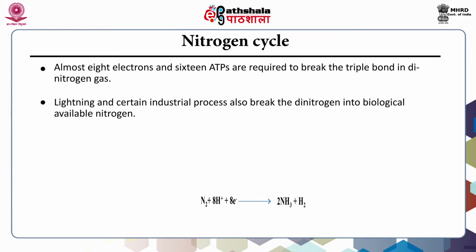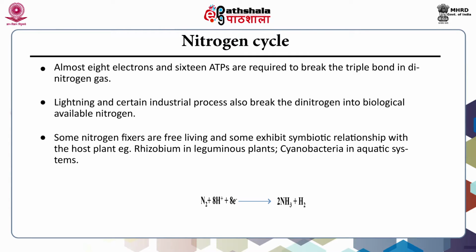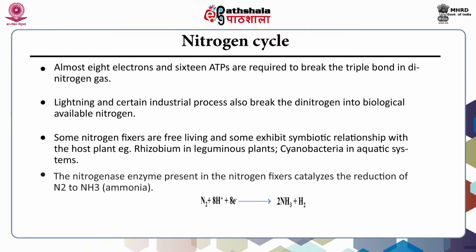Now, this can be done by lightning. Lightning can break this triple bond, and certain industrial processes can also break the triple bond and convert it into biologically available nitrogen. As I mentioned, nitrogen fixers are free living bacteria and they exist in symbiotic relationship with the host plant. For example, rhizobium, which is present in the root nodules of leguminous plants, can fix molecular nitrogen. Cyanobacteria can also do that, which are generally present in aquatic systems. The nitrogenase enzyme, which is present in the nitrogen fixers, catalyzes the reduction of molecular nitrogen to ammonia.